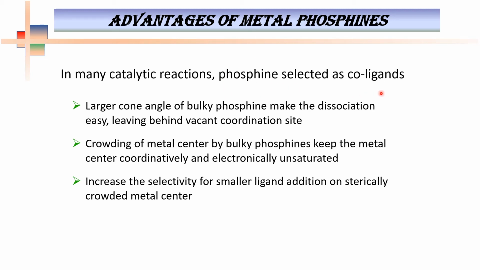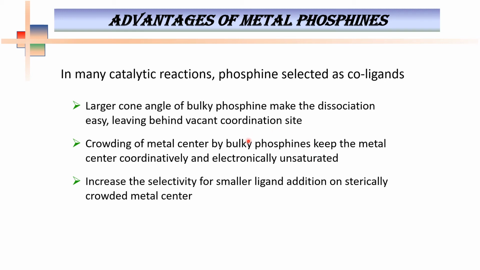importance of this phosphine as a co-ligand in different organometallic complexes in different catalytic processes, the larger cone angle of bulky phosphines makes the dissociation much easier. So when the catalysis proceeds, the catalyst can easily open a vacant coordination site through the easy dissociation of phosphine, leading to the association of the reagents to the metal center.